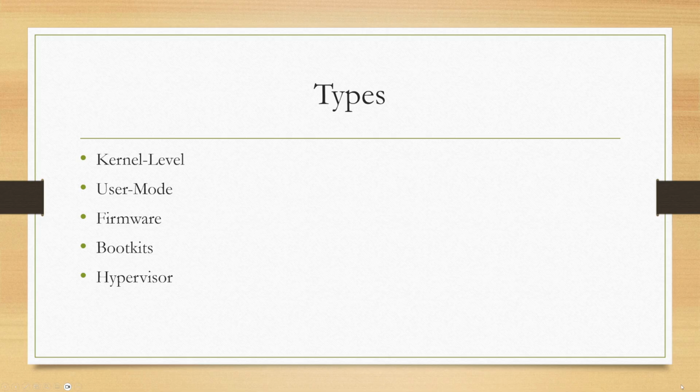Now, I said there's a lot of different types of these, and so kernel level rootkits are the most powerful and the most dangerous because they operate at the core of the operating system. As soon as you power up the machine, they are running. We've got user mode rootkits that operate at a higher level of the operating system, usually as soon as a user logs in, and they run as applications or processes.